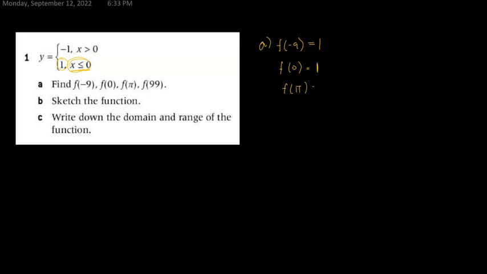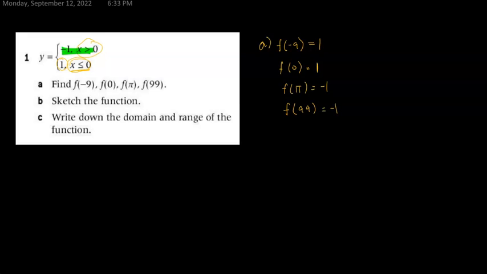F of pi, pi is 3.14, something, but it's going to be greater than 0. So I'm going to use this function right here. That is going to be -1. F of 99, that is also greater than 0. So we're going to use the output of -1.